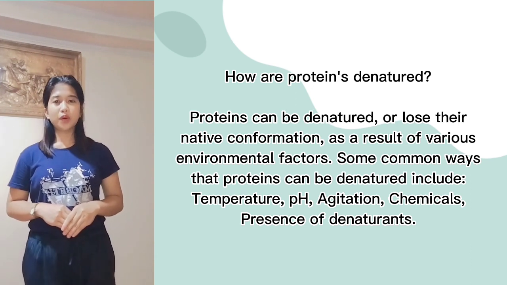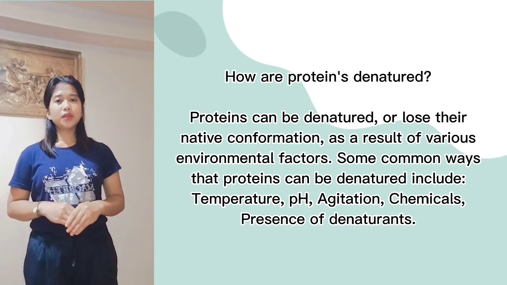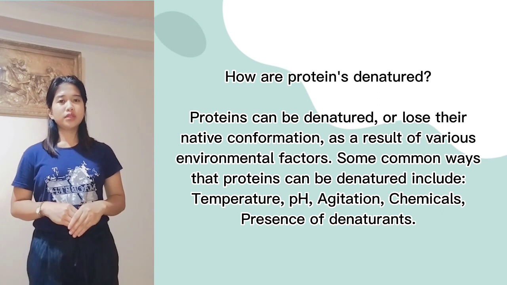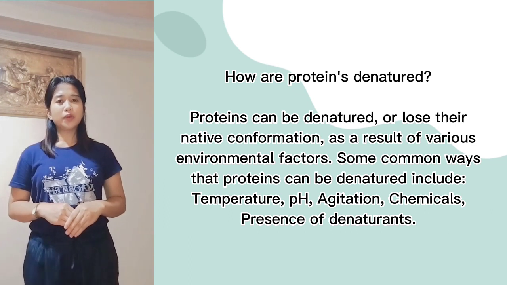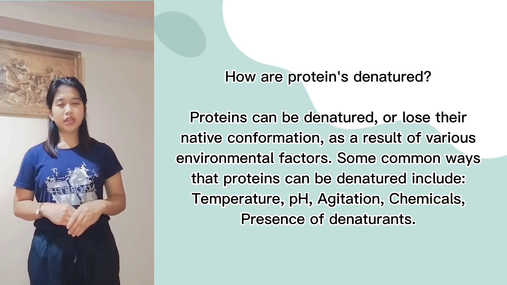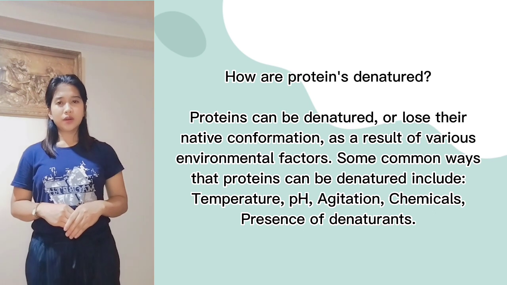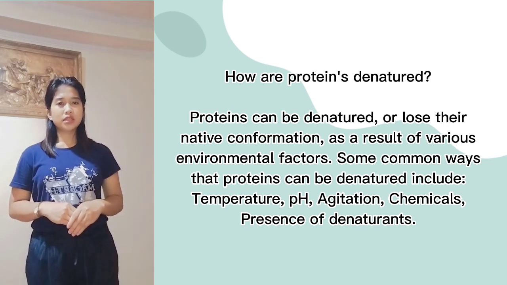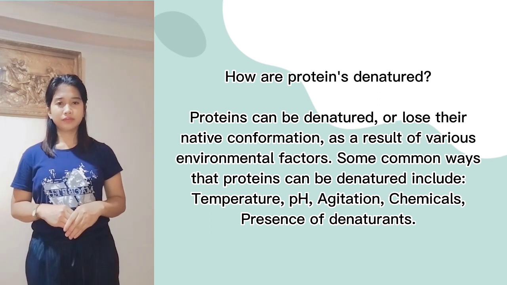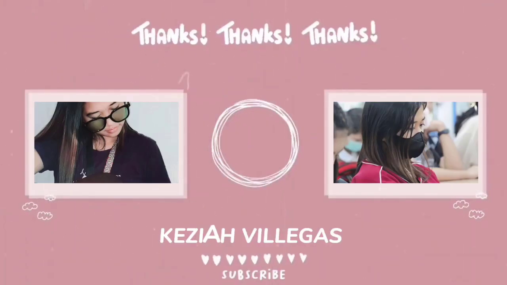Lastly, how can proteins denature? Proteins can be denatured, or lose their native conformation, as a result of various environmental factors. Some common ways that proteins can be denatured include temperature, pH, agitation, chemicals, and the presence of denaturants.